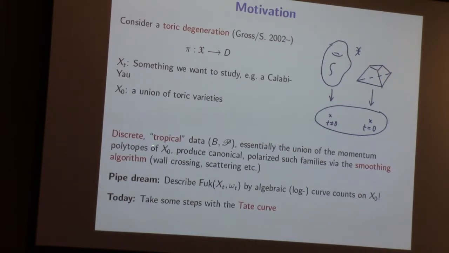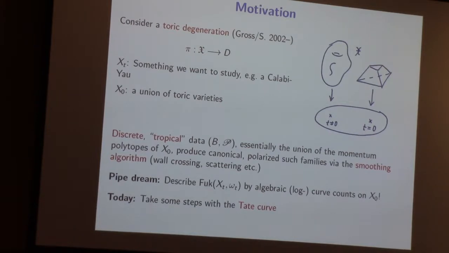And then you can produce canonical polarized families, typically of high-dimensional varieties, like yesterday, by some smoothing algorithm involving Morse crossing, scattering dynamics, and all this stuff. And one of my personal mathematical obsessions was to describe the Fukaya category in terms of certain algebraic curve counts on the central fiber. Sounds a little nuts, but I'll show you what I mean.